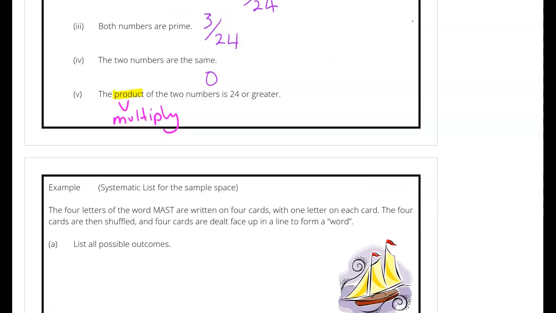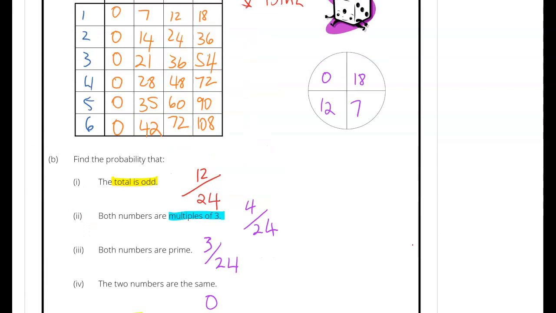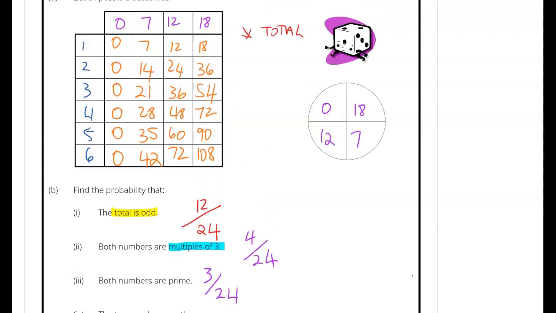All right, how many of these? So the question we're asked is the product is 24 or more. How many of these have a product that is 24 or more? I've highlighted pretty much all of the ones that are 24 or more. We do include 24 because it doesn't say greater than 24. It says 24 or more.